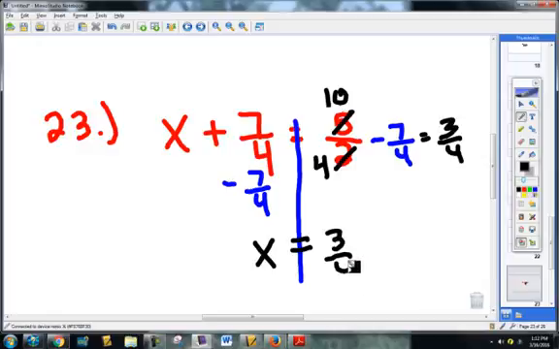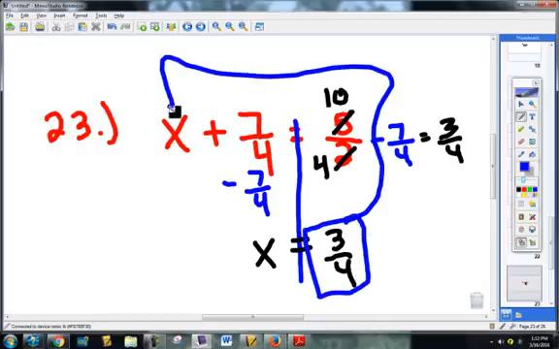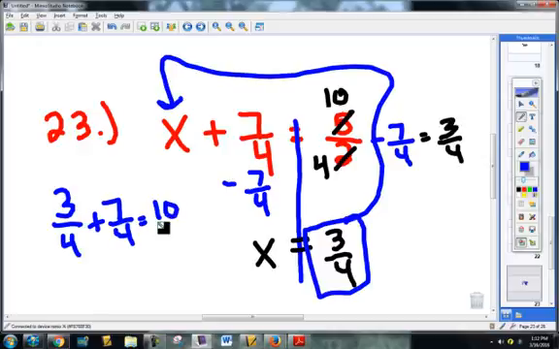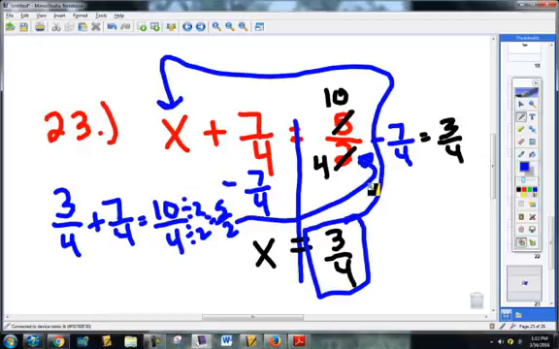Am I done with this problem, though? No, you got to take it and quickly plug it in. So I'm going to go off to the side. I'm going to do 3/4 plus 7/4. This better equal 5/2, or I've done something wrong. Now initially it might not look like 5/2, right? But you must simplify that, and you would get 5/2, which is what it was supposed to be. Everybody got that? Okay, good.